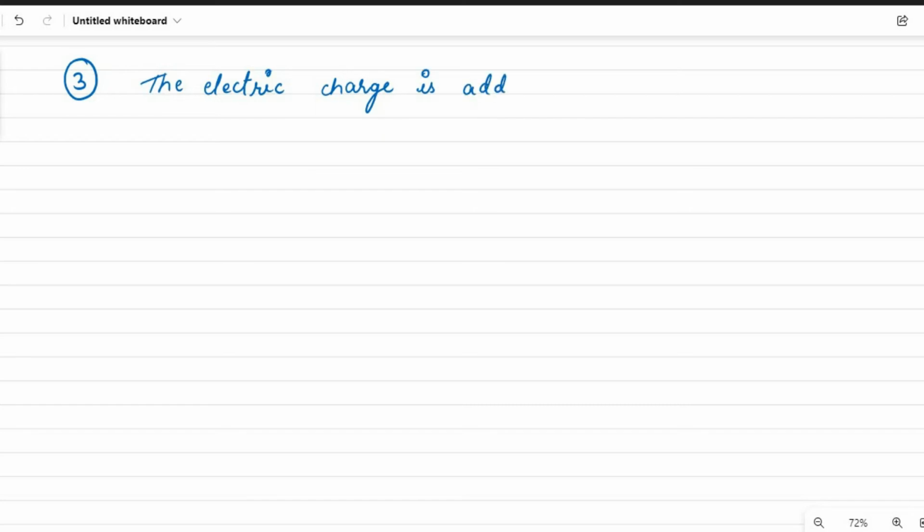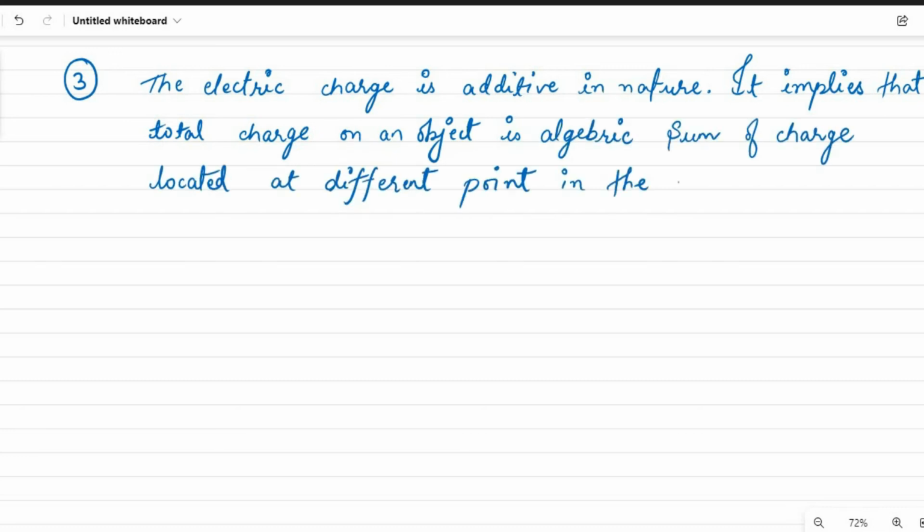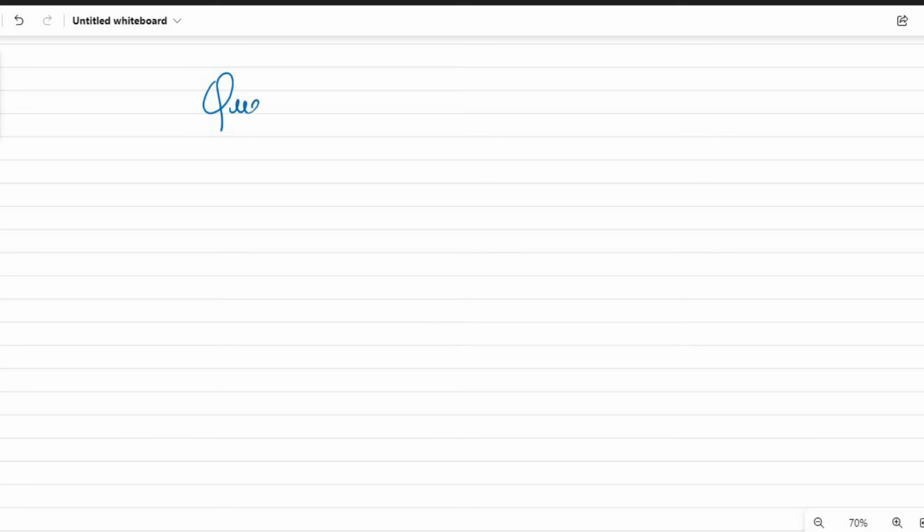So I can write my third point. The electric charge is additive in nature. It implies that the total charge of an object is algebraic sum of charge located at different point in the object. Let's come to our fourth point. The charge is quantized. What does it mean? So let's just understand the meaning of quantize first.